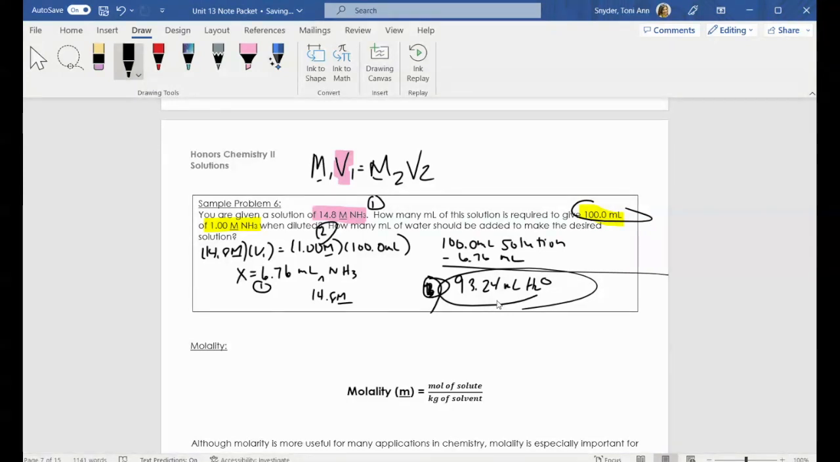Again, a very relevant thing that you would do in any chemistry lab. You'd have to make your own solutions. Let's do the last section on molality.